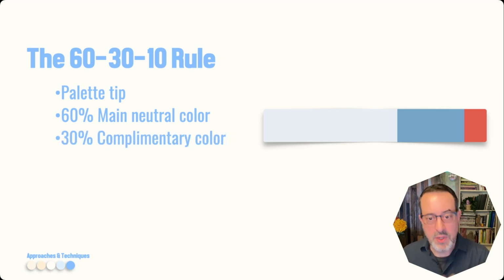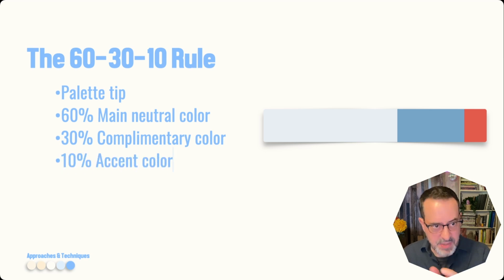Now that blue in the middle is a complementary color. We can use that up to 30% of the time. And then the last little bit on the right, the accent color, that's the 10%. Now you might use some other colors, but in general, overall, this is the feeling you get from these colors.